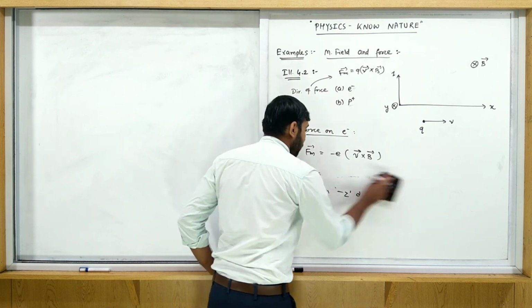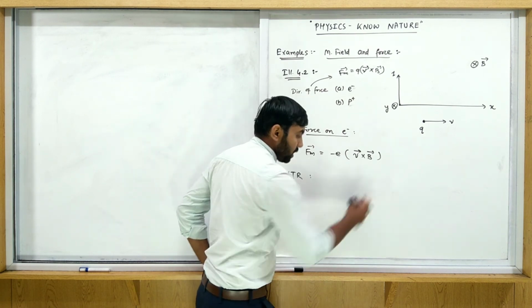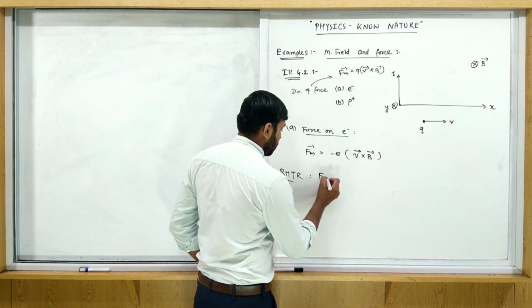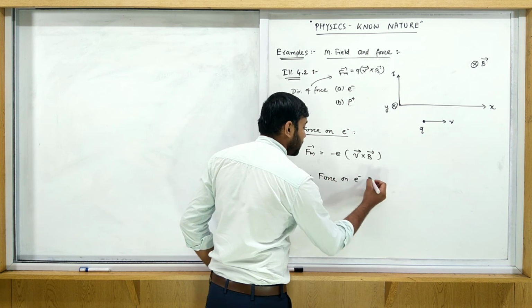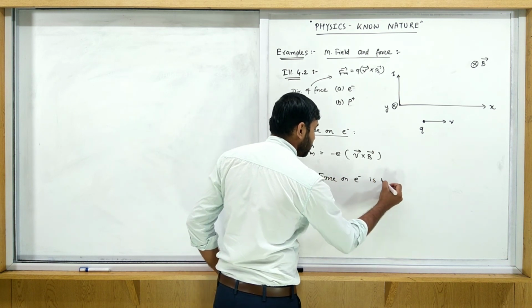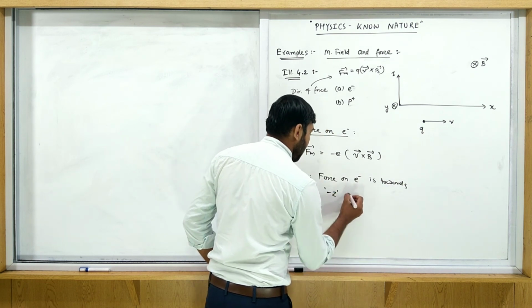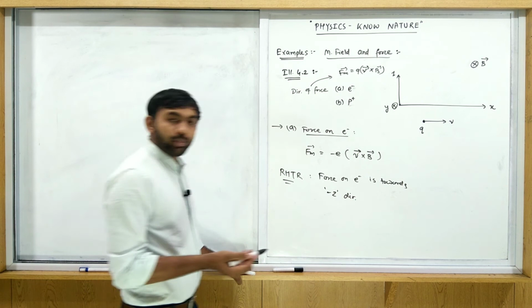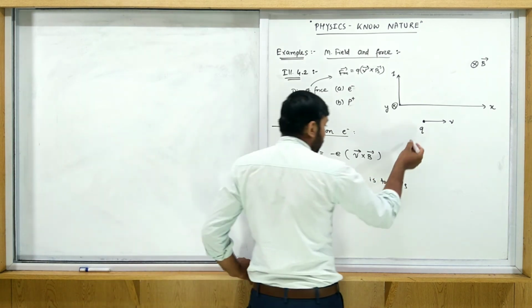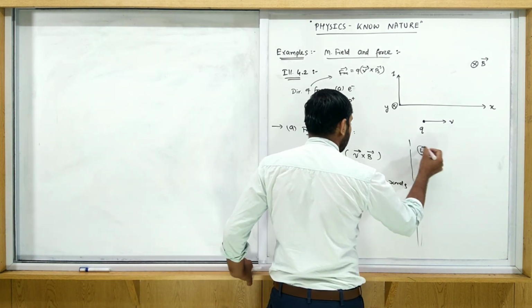You just write in this format: force on electron is towards the minus z direction. Simple way. Okay, similarly you can find out the second case, you just solve it.